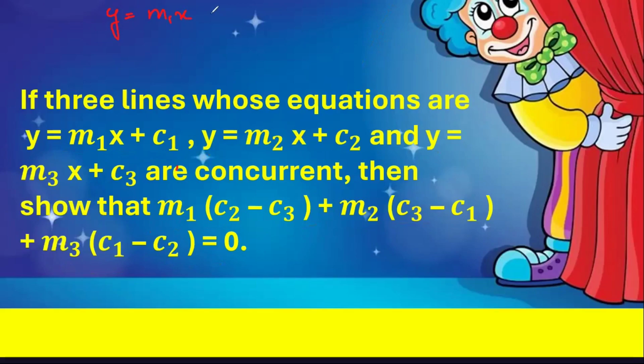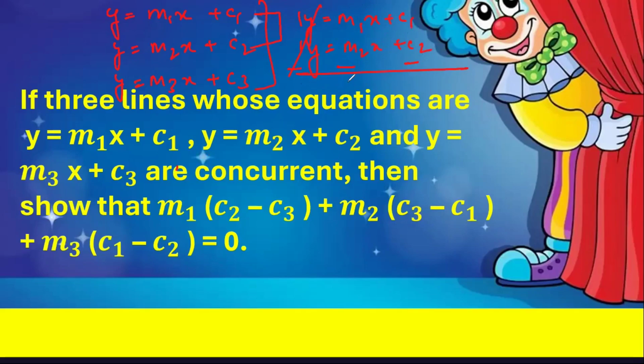So y equals m1x plus c1, y equals m2x plus c2, and y equals m3x plus c3. These are the three equations. If I solve the first and second first, y equals m1x plus c1 and y equals m2x plus c2, because the coefficient is the same, 1 and 1, we can directly cancel out, but we have to change the sign of the lower equation because both signs are positive. So let's cancel them.